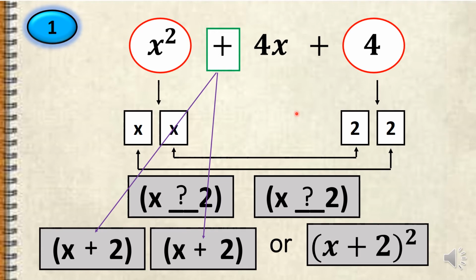Again, our final answer for this expression is x plus 2 and x plus 2, or in exponential form, you have quantity x plus 2 squared. Okay, so let's have example number 2.